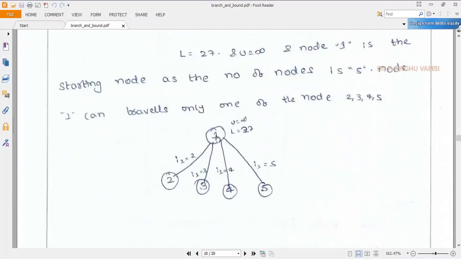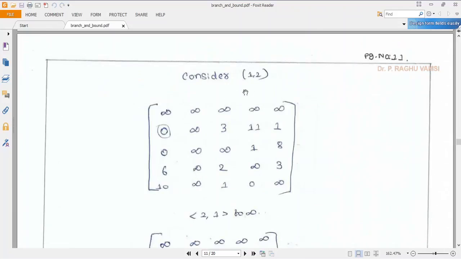Then we can also pass through 1 to 3, and the same traveling salesperson can also pass through 1 to 4 and 1 to 5. So check all the possible chances to visit other vertices from 1. So here consider 1 to 2, that is, the salesperson wants to go from 1 to 2. Then we are supposed to place this cost matrix of 1 2 and 2 1 to be set as infinity.